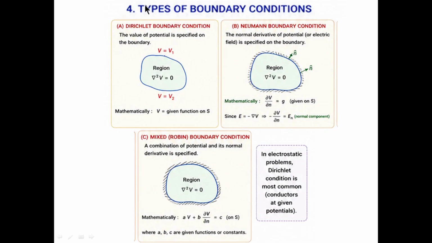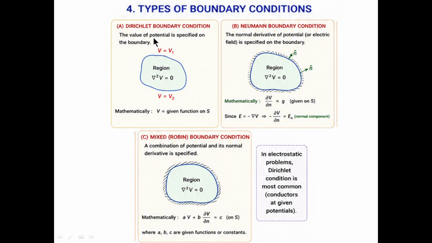Now we have types of boundary condition. There are three types of boundary condition. First is Dirichlet boundary condition that we studied in the previous slide. Next is Neumann boundary condition, and third is a mixed Robin boundary condition. The first is Dirichlet boundary condition.